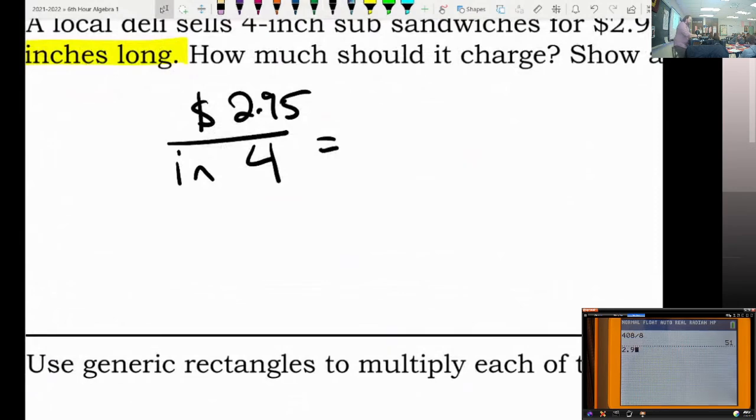295 divided by 4 is going to be the fun number 0.7375. But that number is not as important as the units it's attached to. That's how many dollars it takes for 1 inch of sub.